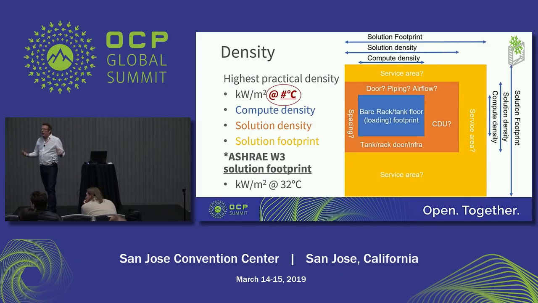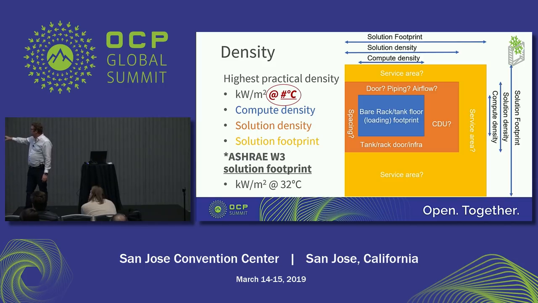So, how do we look at these density figures now? We made a division between compute density, solution density, and solution footprint. Complicated looking slide, but let me elaborate on this. Every density has to be related to a temperature. So, let's get back to that 300 kilowatt example. I've got a 300 kilowatt tank. It's whatever size. It makes a difference if I need minus 10 degrees Celsius helium to cool that thing, or whether I can do that with 40 degrees Celsius. That makes a lot of difference.